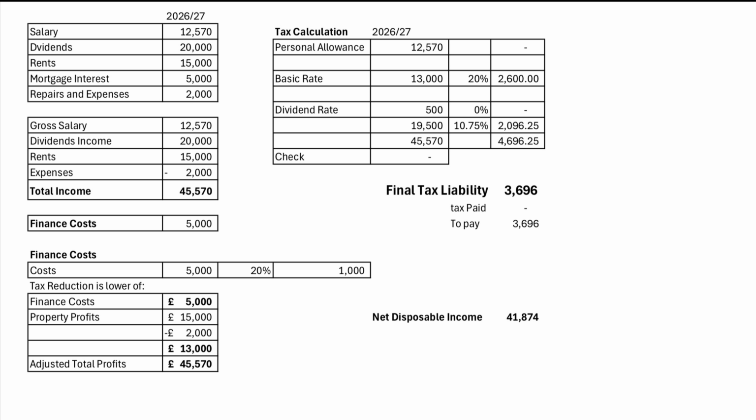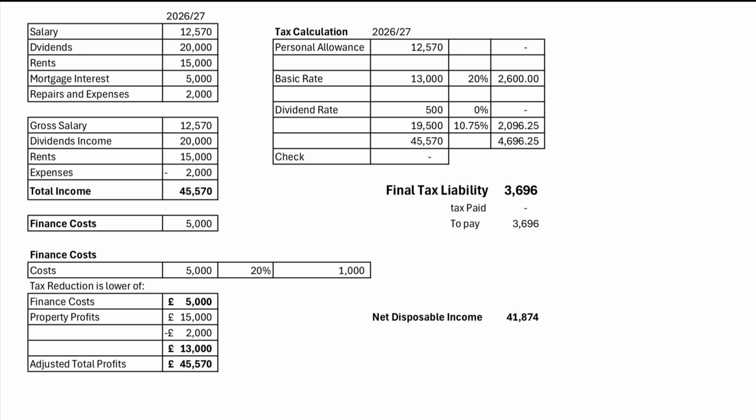In addition to this, we've got our rental income, because we are a property tax channel. We've got rental income of $15,000, mortgage interest of $5,000, and repairs and expenses for the rental property of $2,000. So our rental profits are going to be $13,000, and when we come to look at the finance costs, we'll be using our $5,000. And in our example today, we are using $20,000 as our dividends.